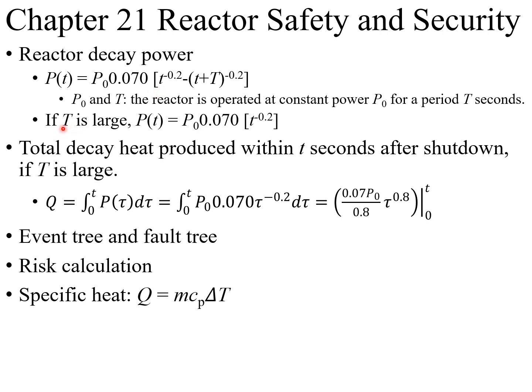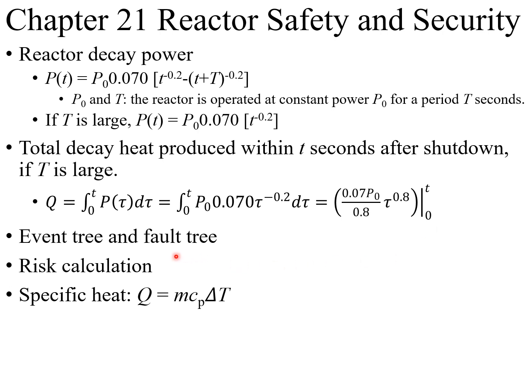If the T is large, then this equation can be simplified to this formula, so that if T is very large, we can ignore the last term here. Then the total decay heat produced within t seconds after shutdown can be calculated by this formula if the capital T is large. We also used this formula in quiz 3 and introduced this formula in the class.